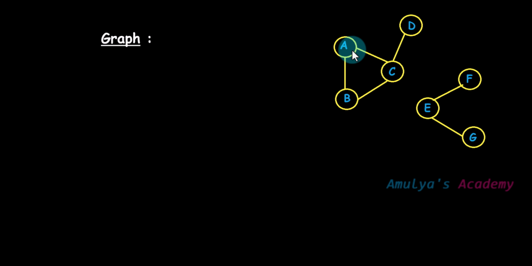Just for an example, if you apply DFS algorithm on this graph, if I take the starting node as A, I can visit B, C, D, this connected component, but I can't visit these three nodes. And also if I take this node as the starting node, I can visit these two nodes, but we can't visit these four nodes, right?